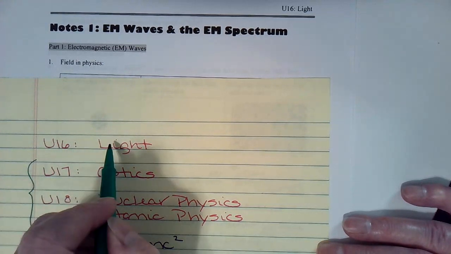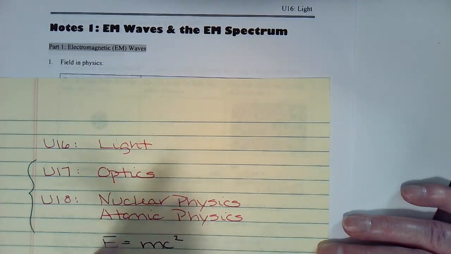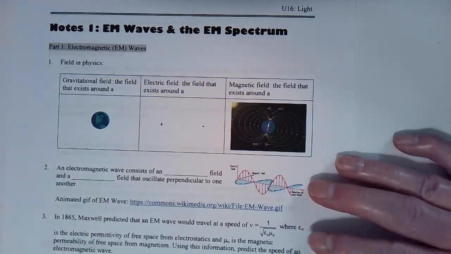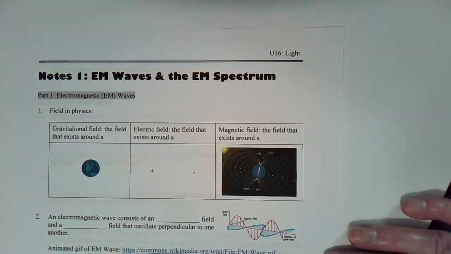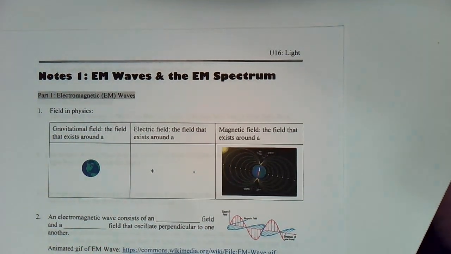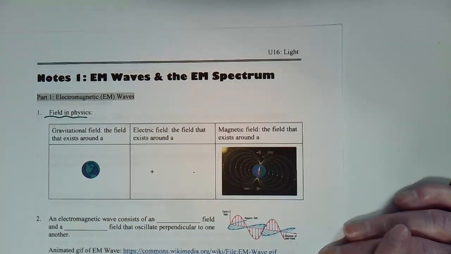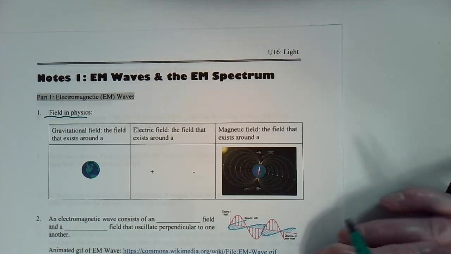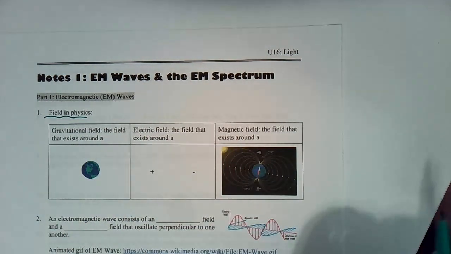So with that, we are talking about the topic of light, and this would be the very first set of notes in the topic of light, where we start to look at all EM waves and organize them in a spectrum. So without further ado, let's start by looking at what are called fields in physics. In physics, there are three different kinds of fields: gravitational fields, electric fields, and magnetic fields.